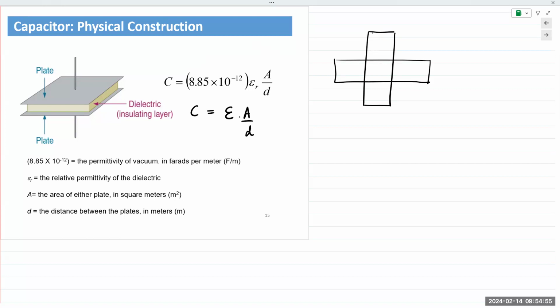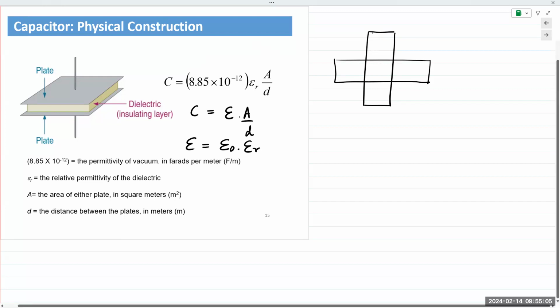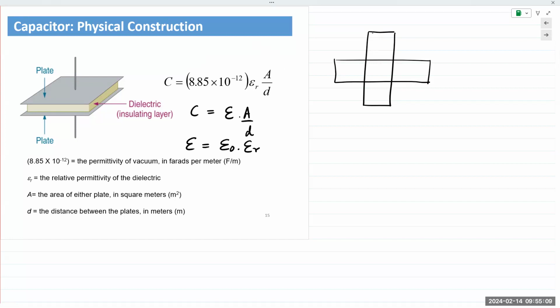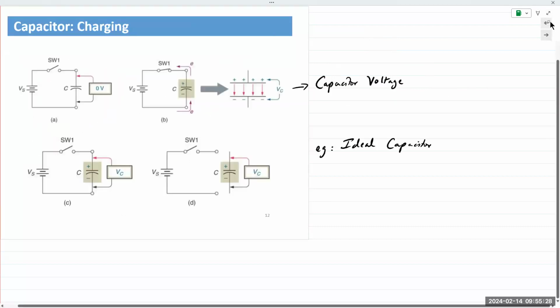Epsilon is the permittivity and is given by epsilon 0 times epsilon R. Similar to the permeability for an inductor, epsilon measures the permittivity. So epsilon 0 is a constant. Oh, mu 0 is also a constant. It's 4 pi into 10 raised to minus 7. I don't know if I had that on the slide here.